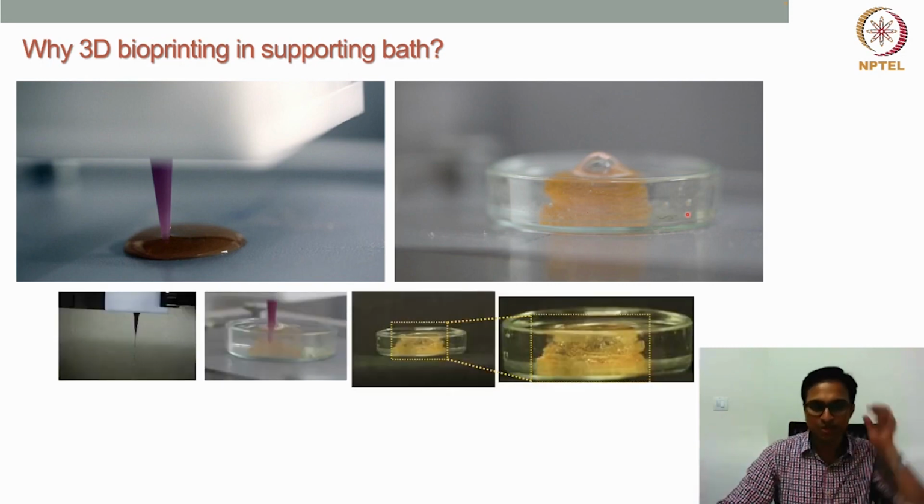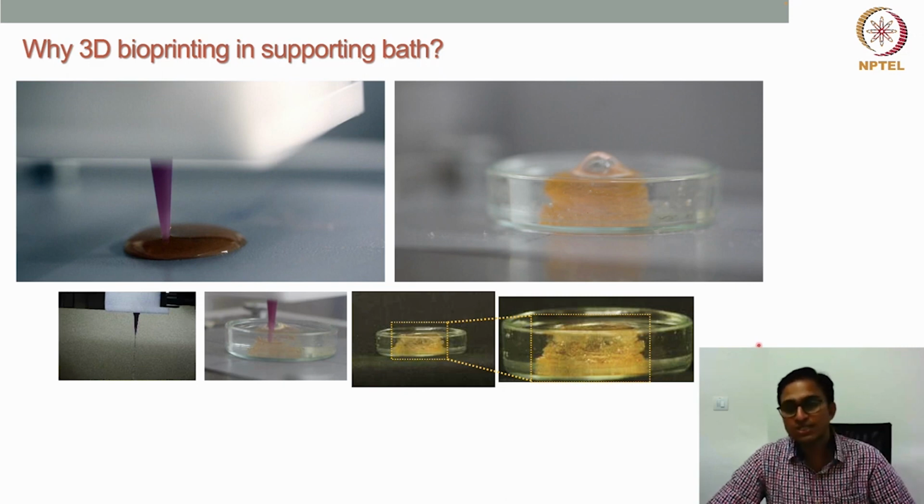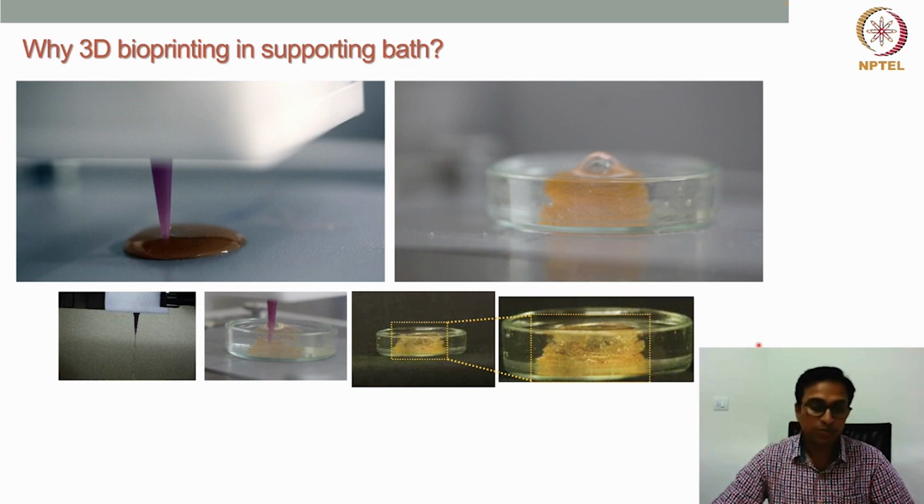So with this thing, we could print a tubular structure with this kind of soft hydrogel. So that's the advantage, and that's why this 3D bioprinting in support bath is so powerful, so that very complex geometry can be printed with this technique, and this technique can be very well used.